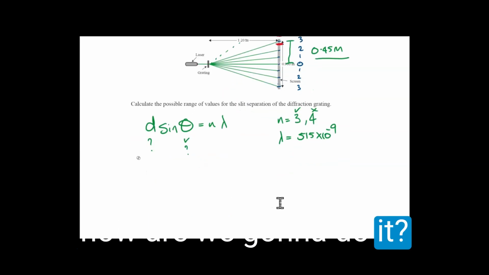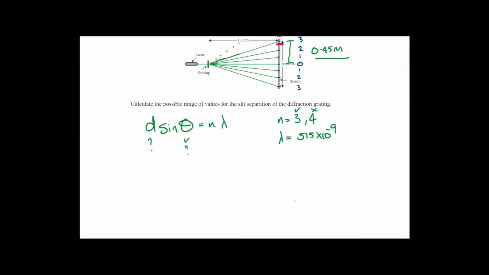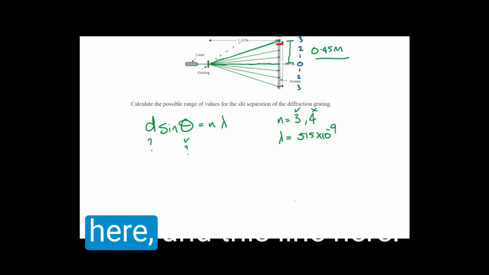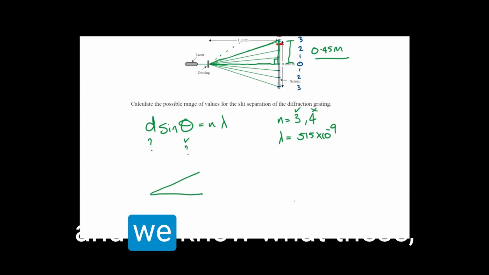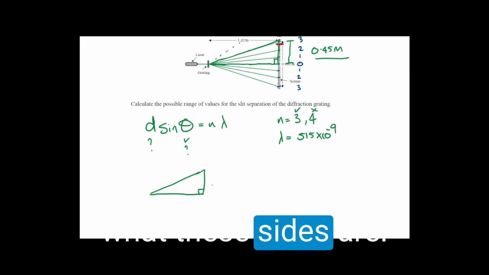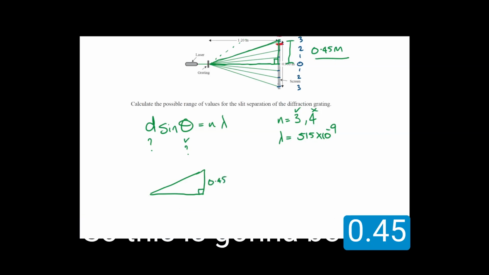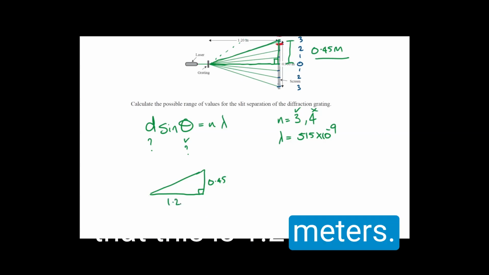So how are we going to do it? Well, we're going to do it by trig. If we ignore everything except for this line here, this line here, and this line here, we have a right angle triangle. And we know what these sides are. This is going to be 0.45 meters, and it tells us that this is 1.2 meters.